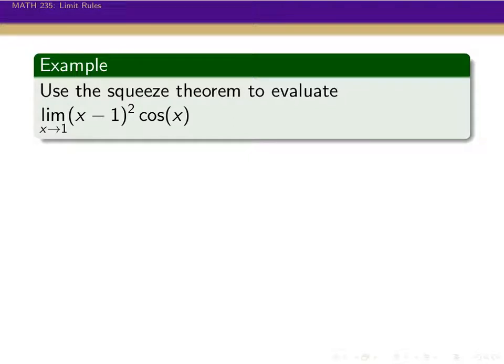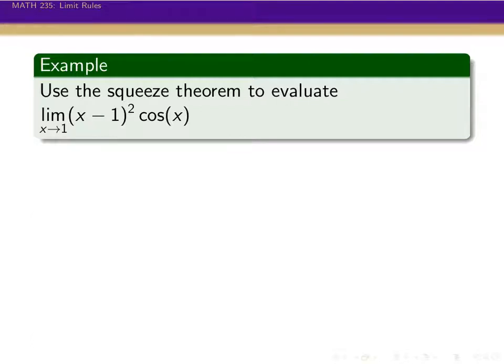Okay, so how can we actually use the squeeze theorem? Let's do an example and see how the squeeze theorem works. We're going to look at what happens to the limit of (x minus 1) squared times cosine of x as x goes to 1. The (x minus 1) squared is just a quadratic, but then it's getting multiplied by this cosine, which is oscillating up and down, causing things to get bigger and smaller, change sign, etc.